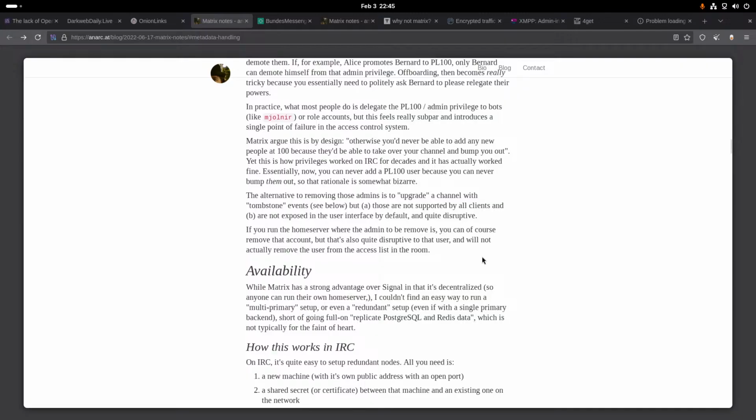Yet this is how privilege works on IRC, for decades, and has actually worked fine. Essentially now you can never add a PL100 user because you can never bump them out. So that rationale is somewhat bizarre. The alternative to removing those admins is to upgrade a channel with tombstone events, see below. Those are not supported by all clients, are not exposed in the user's interface by default, and are quite disruptive. If you run your home server where the admin is to be removed, you can of course remove that account, but that's also quite disruptive to that user and will not actually remove the user from access in it. So this is something to keep in mind.